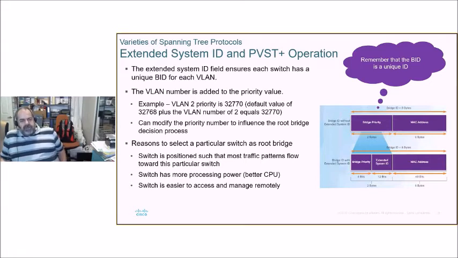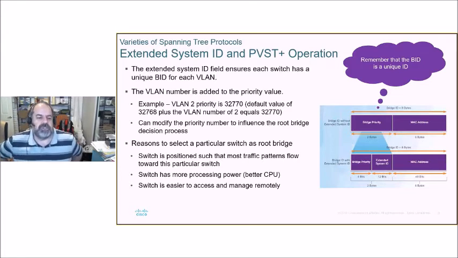You can modify the priority number to influence the root bridge decision process, and there's several ways you can do it. Reasons to select a particular switch as a root bridge: the switch is positioned such that most traffic patterns flow towards that particular switch. Switch has more processing power and it's also easier to access and manage.